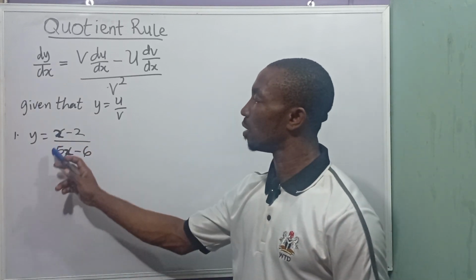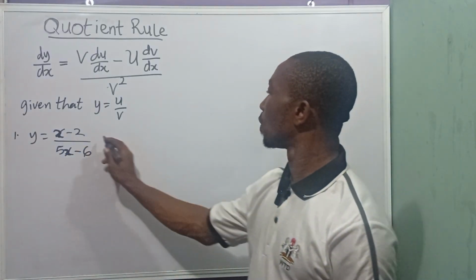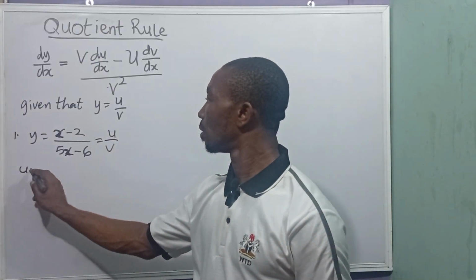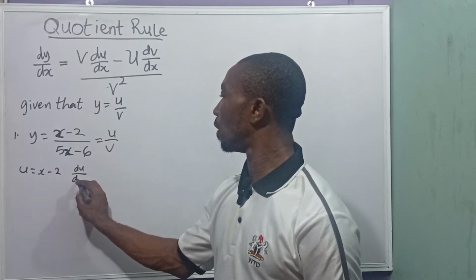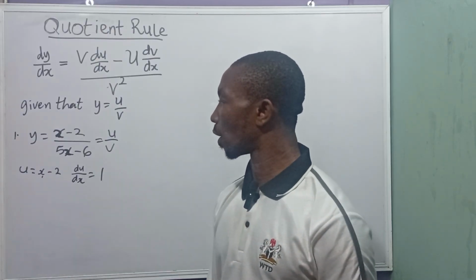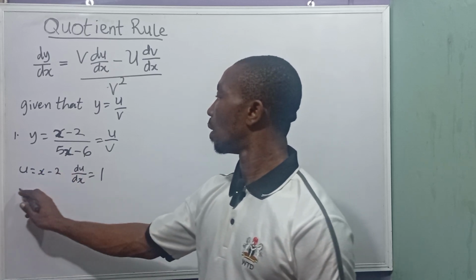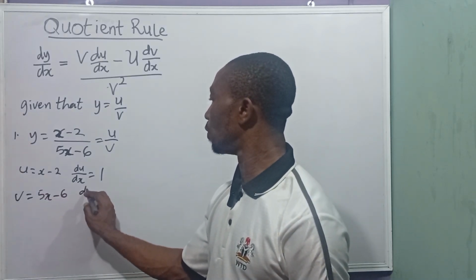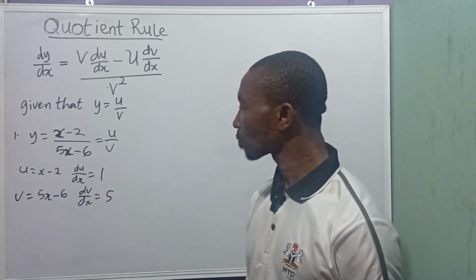If our y is x minus 2 divided by 5x minus 6, let's equate to u and v. That means our u here is x minus 2. Now, du/dx, differentiating this will be what? 1. So x becomes 1 and the 2 becomes 0. And the v is 5x minus 6, so dv/dx equals 5.